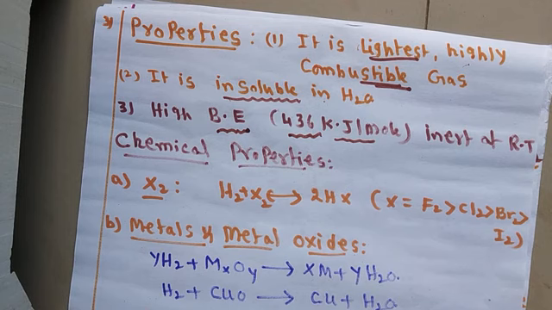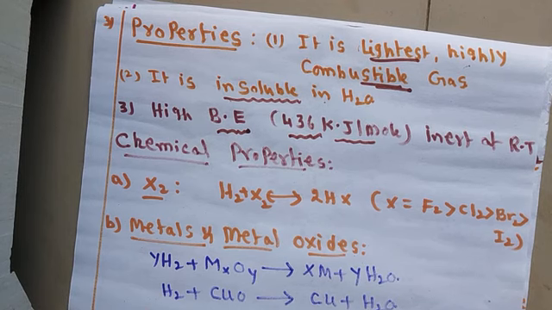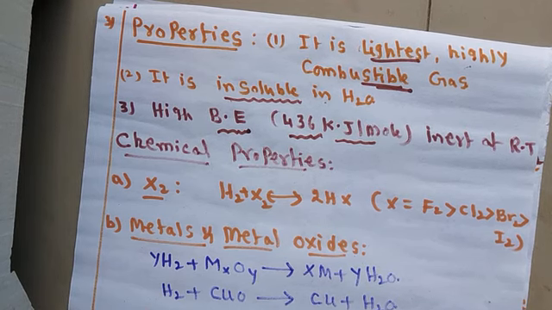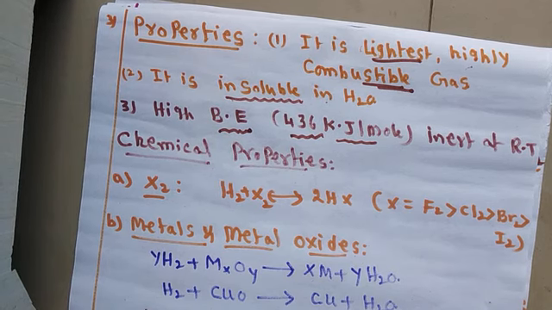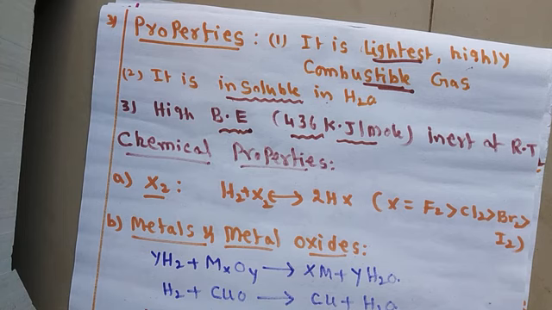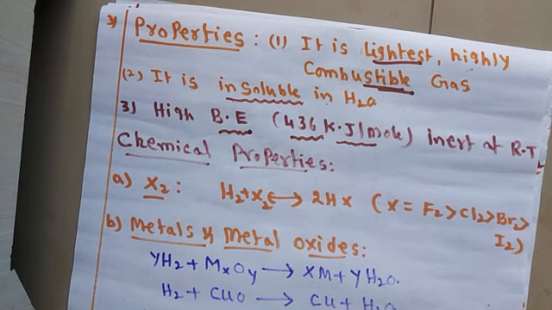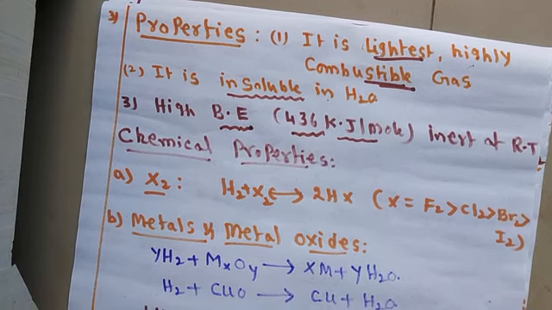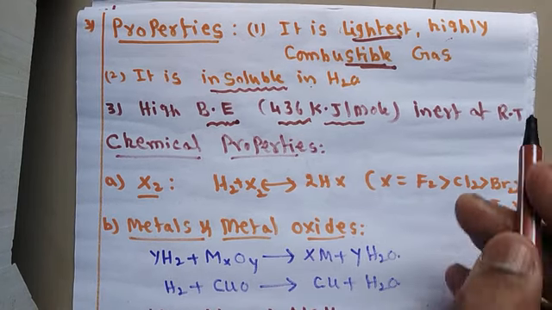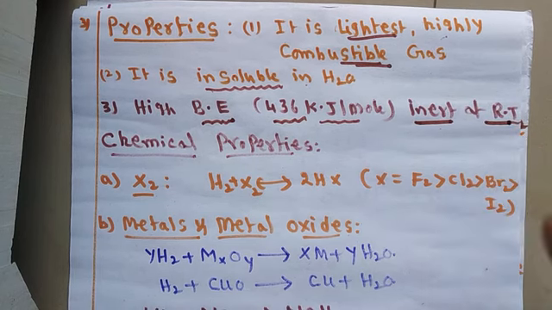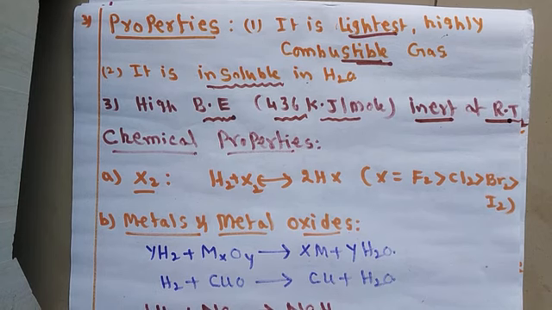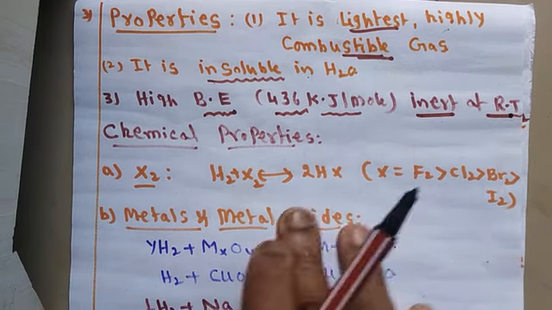Because F2 and Cl2 also form only single bonds. But O2 and N2 have double and triple bond formation. That is why, when comparing single bond formation of elements like chlorine, fluorine, bromine, even iodine, hydrogen has the high bond dissociation enthalpy. So that is why, children, it is chemically inert at room temperature. But under conditions of pressure, temperature as well as catalyst, the chemical reaction takes place, children.